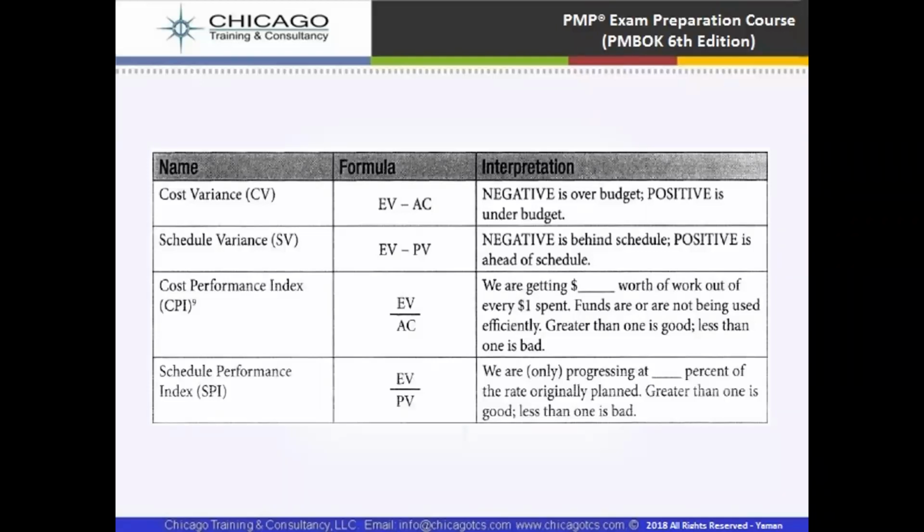And then there is SPI. If it is greater than one, we are ahead of schedule. If it is less than one, it means we are behind schedule.